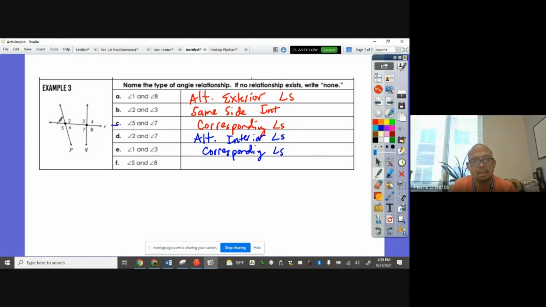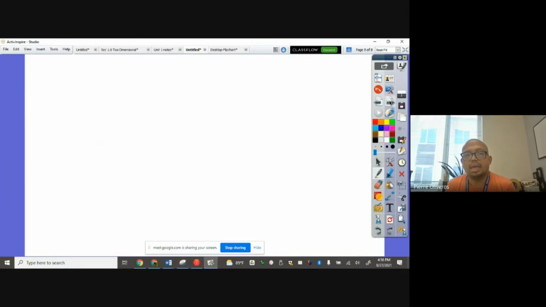And last one here, 5 and 8. Both of them are on the same side of the transversal, and they're both outside, so this will be a same side exterior angle. Okay, there you go.